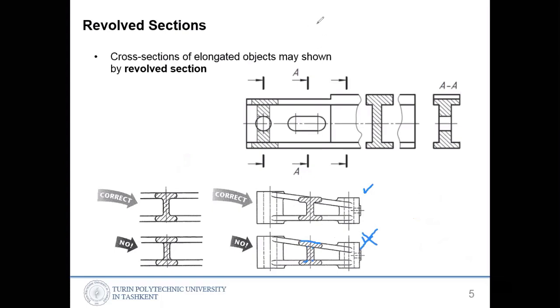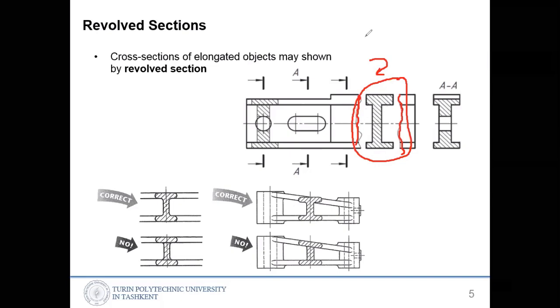So how about this one? We'll see in the next slides. Okay, so we are cutting here, and we are rotating it. We are revolving it and showing it with breakage. The revolving section shown with broken out line.